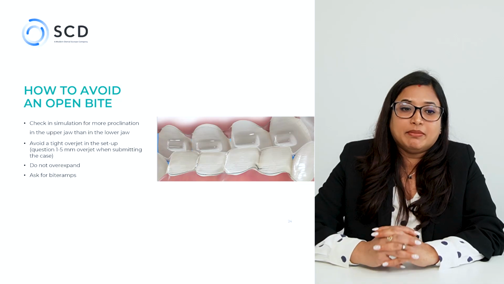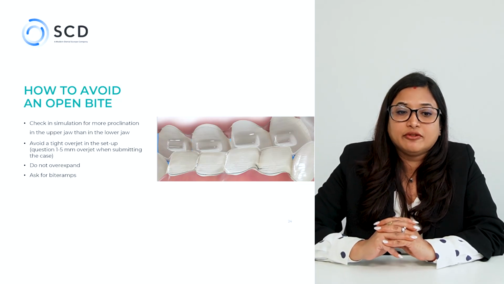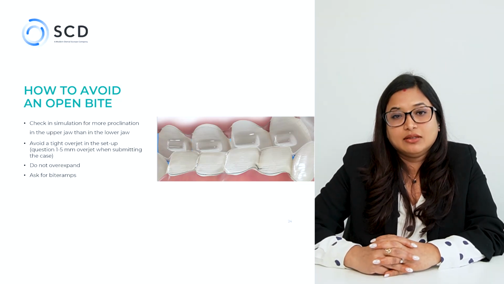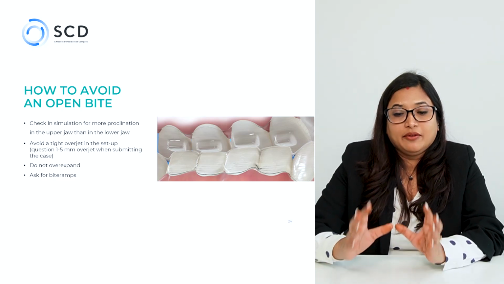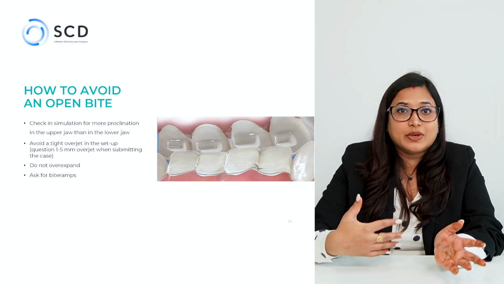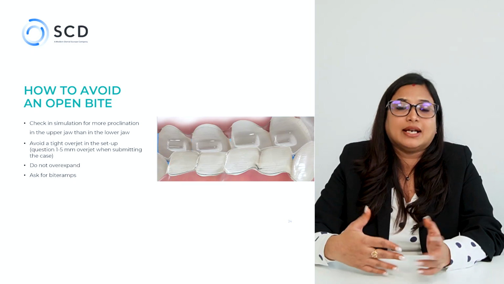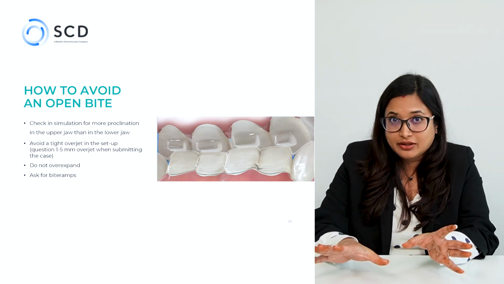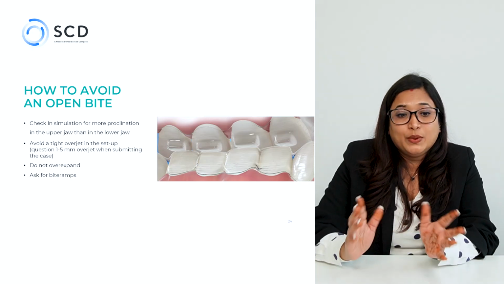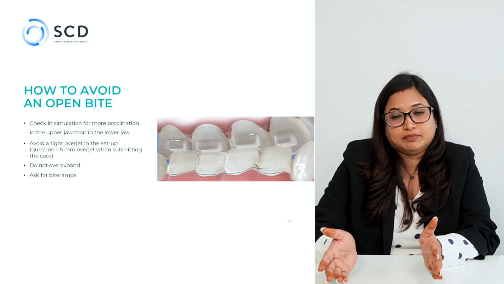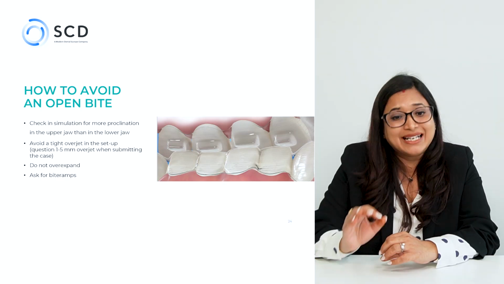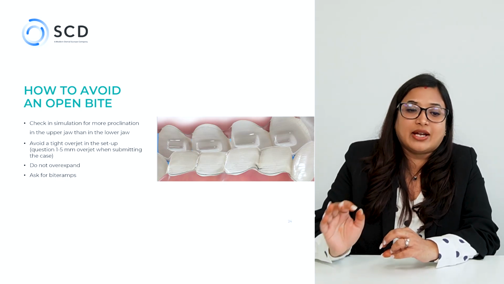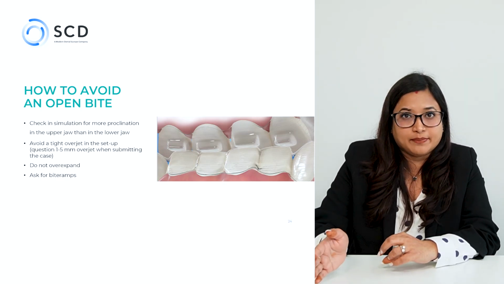How to avoid the open bite? Check in simulation for more proclination in the upper jaw than in the lower jaw. So we have to make sure, just now for situations where we might have premature anterior contact, that the upper jaw is a little bit more proclinated than the lower jaw during the treatment plan. We need to avoid tight overjet in the setup. And we should at least have 1 to 5 mm of overjet when submitting the case.